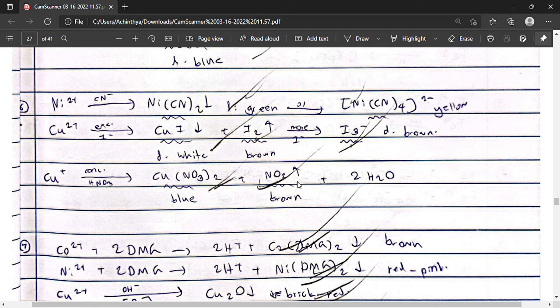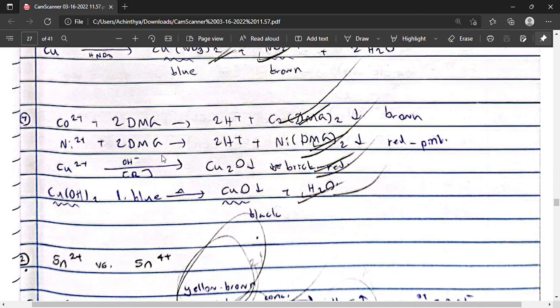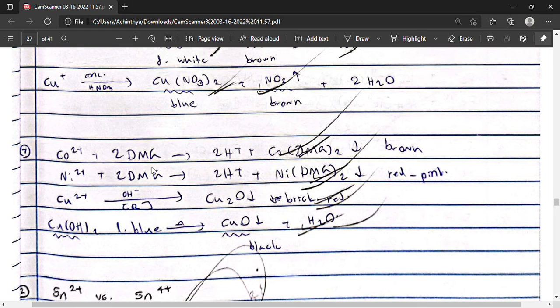and the evolution of NO2, nitrogen dioxide, which is a brown gas, and water. This is a specific reaction for Cu+. Now remember dimethylglyoxime. If we add dimethylglyoxime into the cobalt ion solution, we get a brown precipitate, and if we add dimethylglyoxime into a nickel ion solution, we get a red-pink solution.